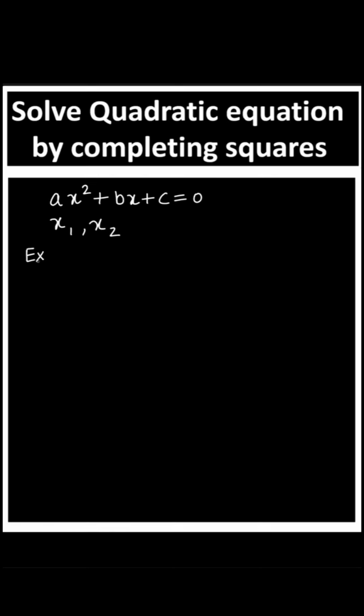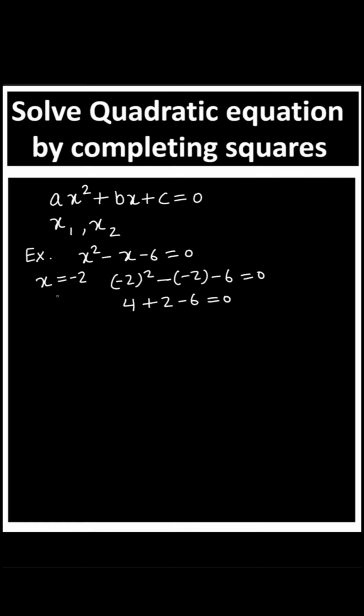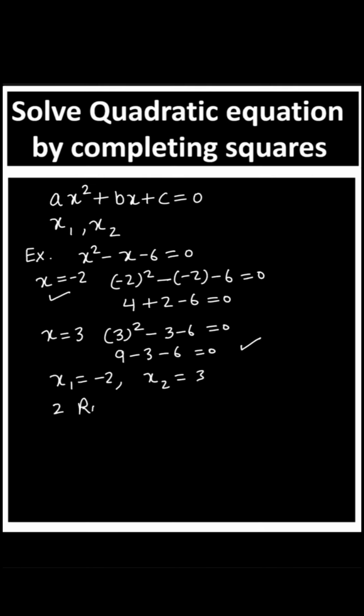For example, for a given quadratic equation such as x squared minus x minus 6 equals 0, there are two values of x, equal to minus 2 and plus 3, that satisfy it. And these two solutions are called the two roots of the quadratic equation.